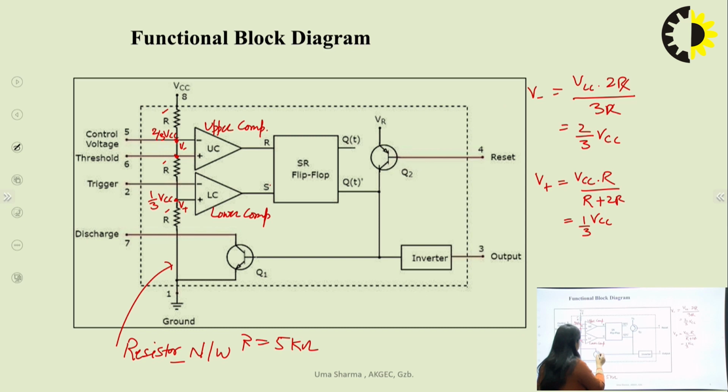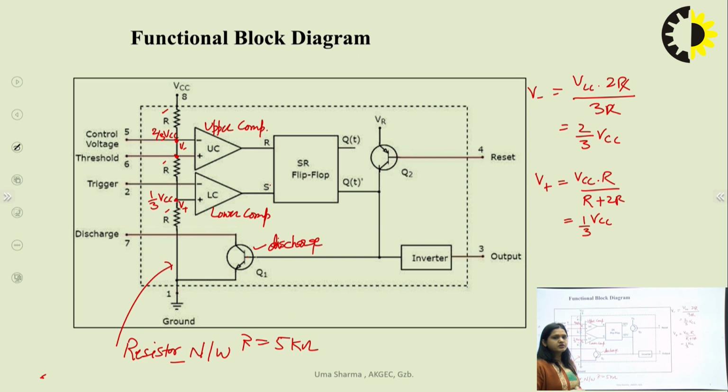Here this is the discharge transistor. If I externally connect some capacitor at this node, it will discharge through this path, through this transistor. Whenever this transistor is on, whatever is connected at discharge will discharge through this least resistance path, and the voltage at this pin will become zero.